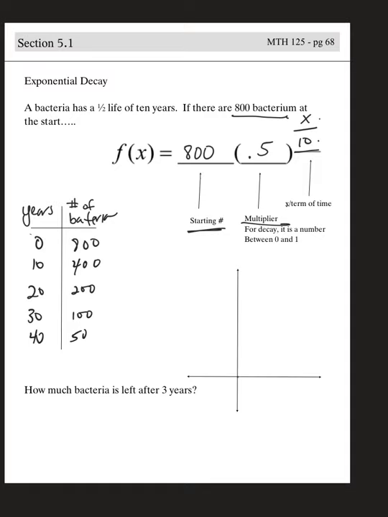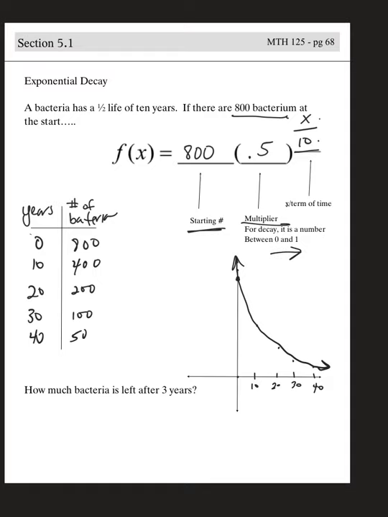So imagine this is 0 years right here. So at 0 years, I have 800 bacteria. Then here's 10 years. This will be 20 years. And this will be 30 years. And this will be 40 years. And every time I go up by 10 years, my distance to 0 is cut in half. You can kind of see that exponential decay happens at a very fast rate. So this is from left to right. You can see it goes downhill. That means that this is decay.